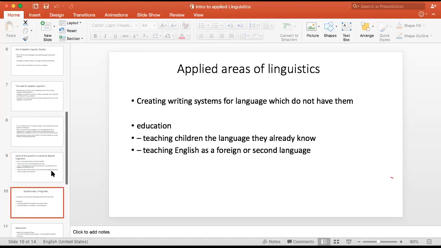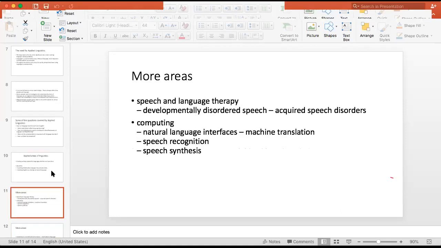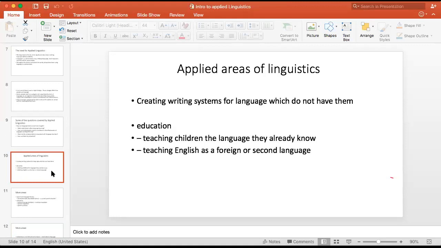So finally, in applied linguistics we develop writing systems also. And for education, teaching children the language they already know, that's the acquisition of language, and then teaching of second language and foreign language, that is the learning of the language. So we have been repeating this, that these can be covered. Okay, there are more areas to applied linguistics now.